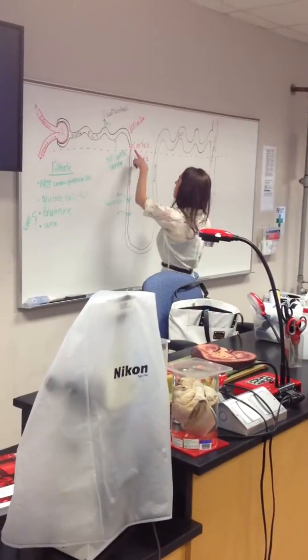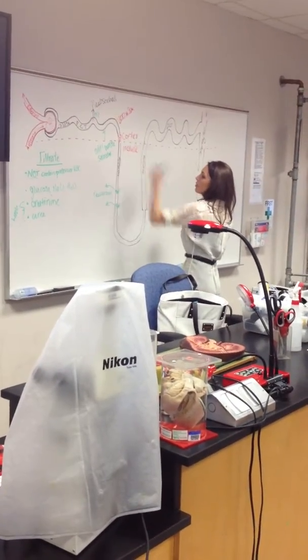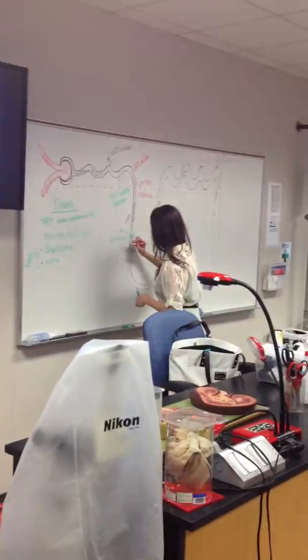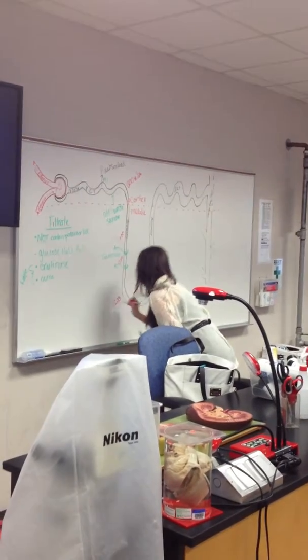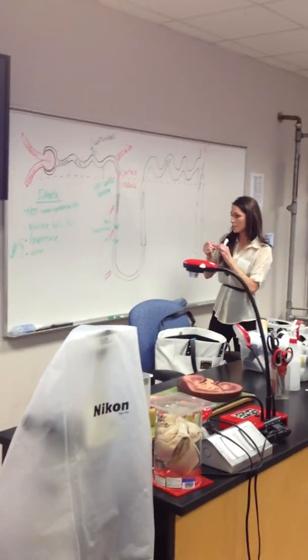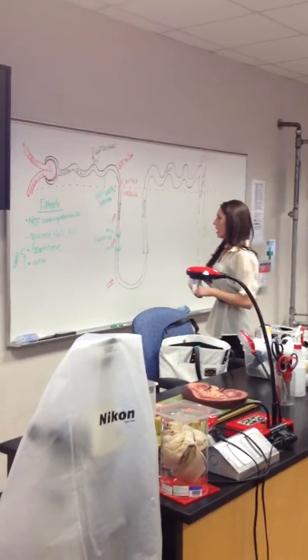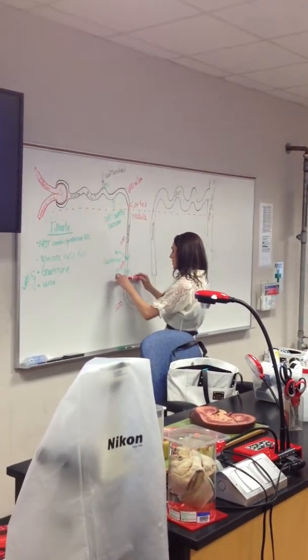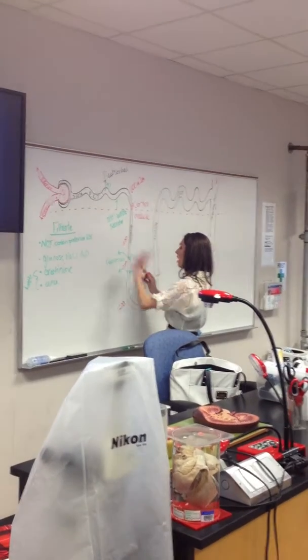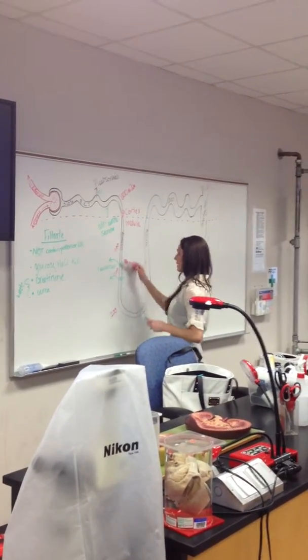Concentrated. So if up here it's 300, down here it may be 600, maybe here it's 900, here is typically 1200 milliosmoles. So this is where my urine is going to get concentrated. All the water is being reabsorbed back into the blood.